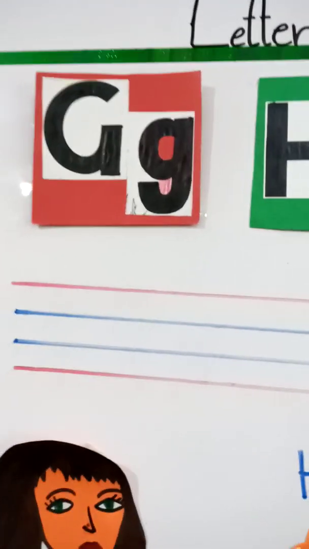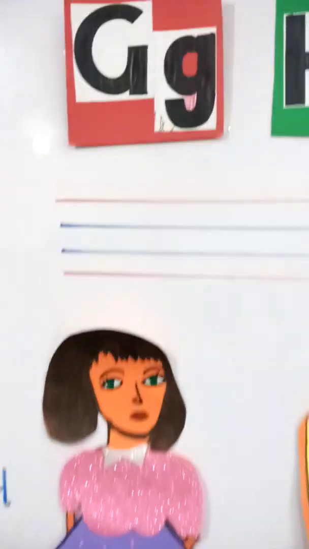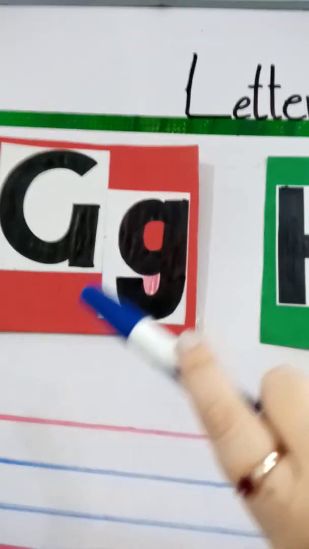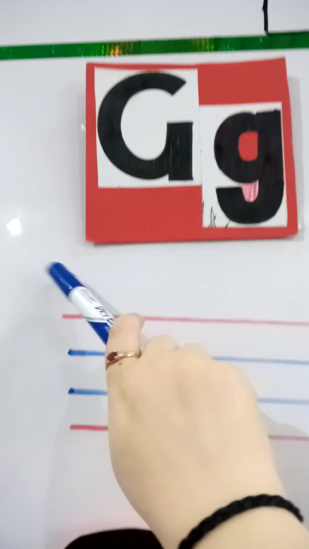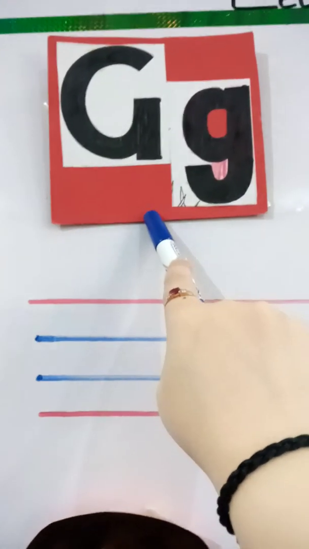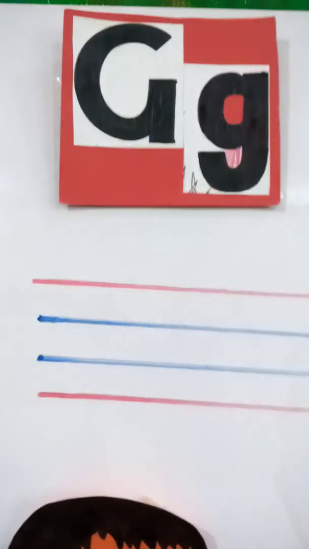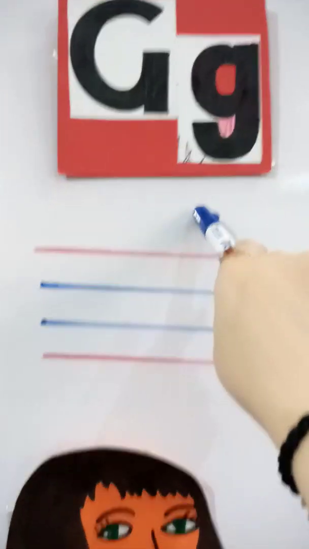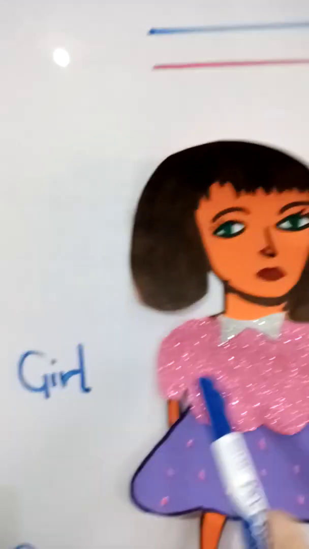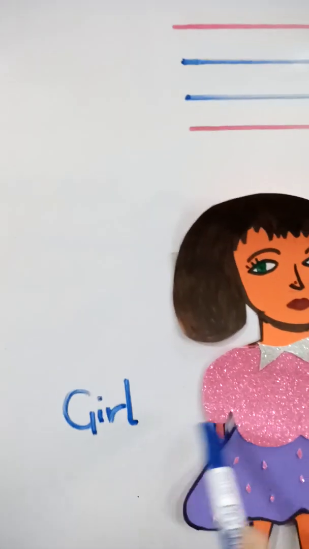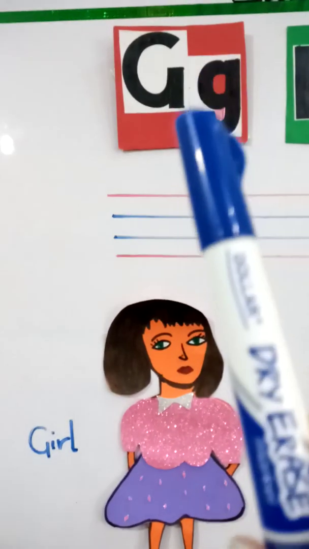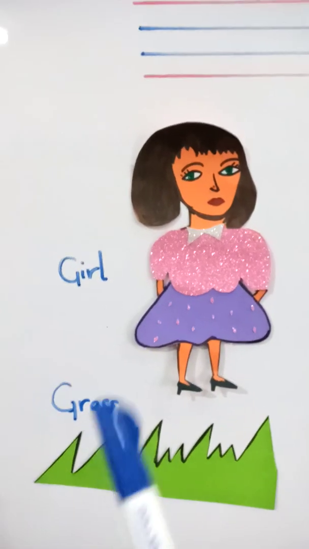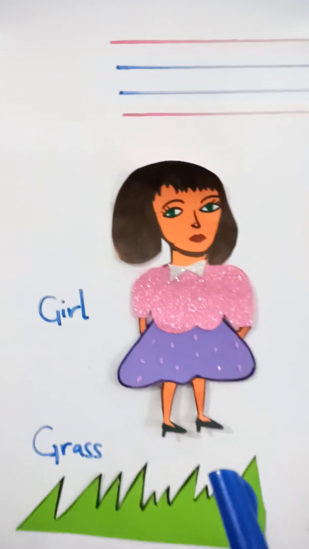As you know, in the previous week we have done letters D, E and F. Now we are going to do G, H and I. What comes after letter F? It comes letter G, and G says /g/. G for girl, G, G, girl. And what else starts with the letter G? G for grass, G, G, grass.